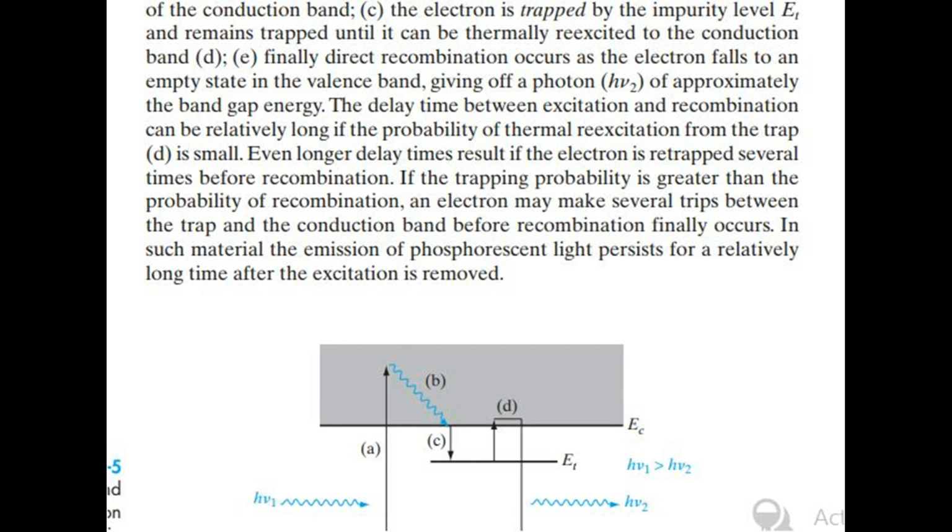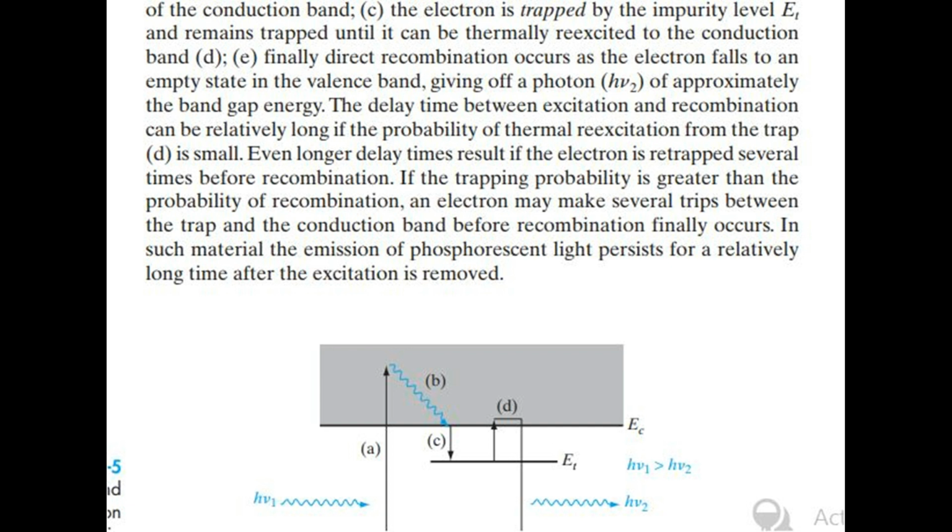D. E. Finally, direct recombination occurs as the electron falls to an empty state in the valence band, giving off a photon, hν2, of approximately the band gap energy. The delay time between excitation and recombination can be relatively long if the probability of thermal re-excitation from the trap, D, is small. Even longer delay times result if the electron is retrapped several times before recombination.